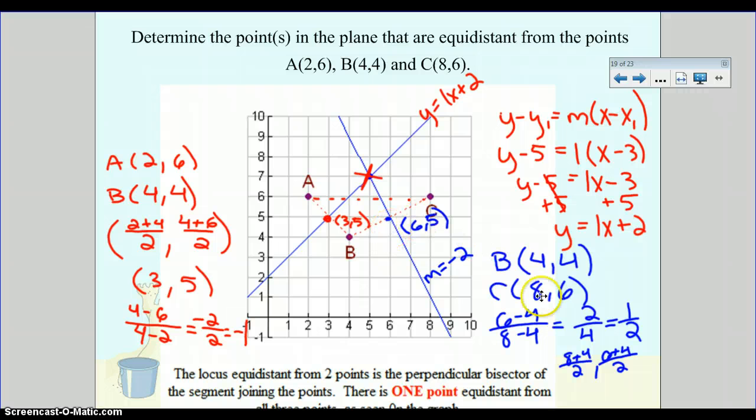For the other, BC, we're going to also find the midpoint, and we get that it's (6, 5). We find the slope, and we get that it's 1/2, so the slope of our locus needs to be negative 2. We plug in the point that we need, and we get the equation of our new line. Once we have the 2 equations of our loci, we can see where they intersect. This is the point that is equidistant from all of the points here. And we know that point is the circumcenter from our work with triangles.